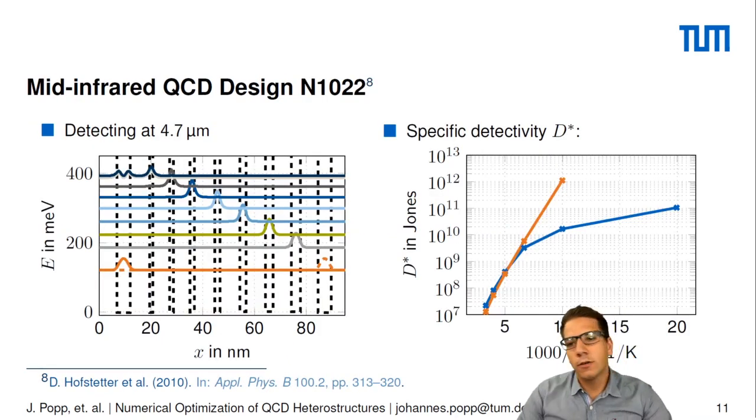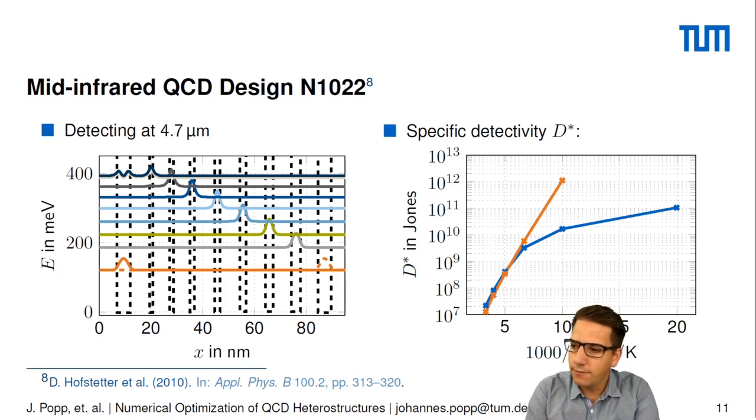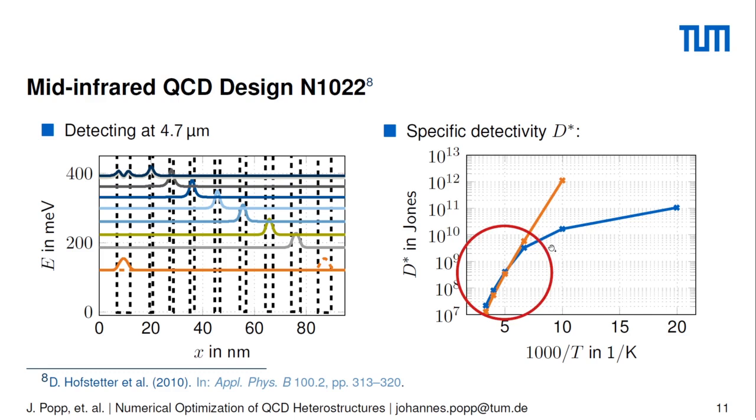So we concentrate here on a well-known mid-infrared quantum cascade detector design, which is called N1022. This is detecting at 4.7 microns. And on the left side you can see the conduction band profile. Here the active transition will be in this well, and this is our cascade. We can extract rather good results. So blue is the experiment, orange is the simulation for higher temperatures.